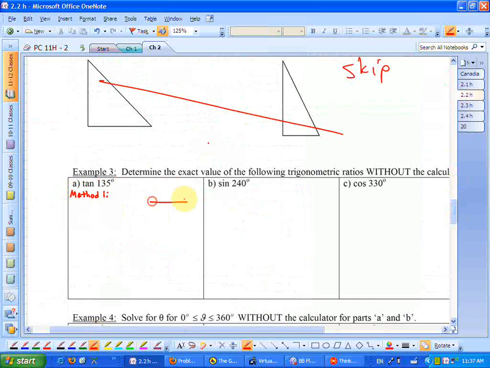Where is 135 degrees? What quadrant would that be in? Second quadrant? Okay. So let's draw that standard position angle in quadrant number 2. That's 135. So method number 1, draw a picture. Now, what's our definition for tangent again, using our new letters? Tangent is the same thing as what? Y over x. Good.